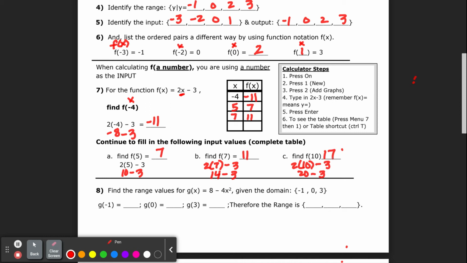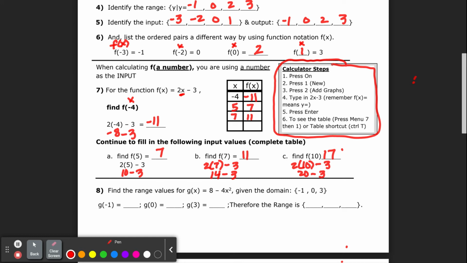Now then, using the calculator, this is what we can do. So these are the calculator steps. Press on, press 1 for new. We're going to add graphs. You can type in 2x minus 3. Remember, f of x means y equals. Press enter, and to see the table, you're going to press menu 7, then 1. Or for a table shortcut, just Control T. So you can practice doing that when you have the calculator.